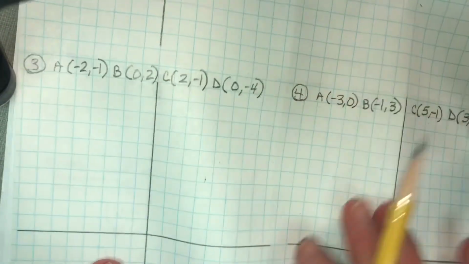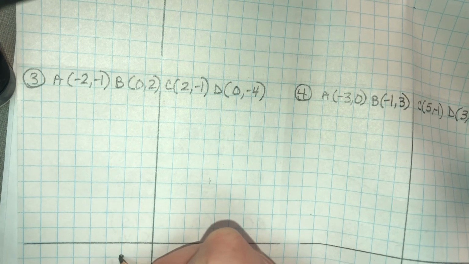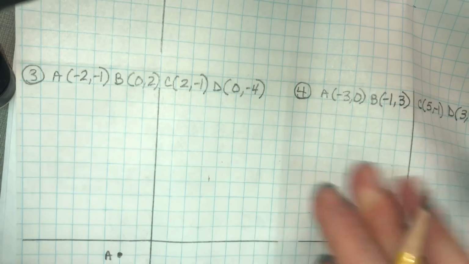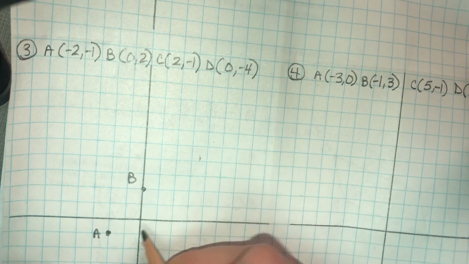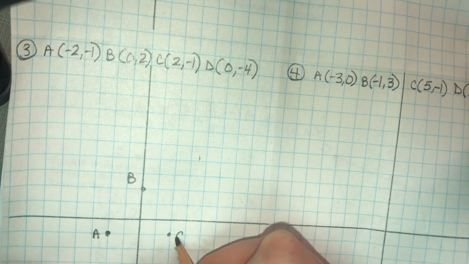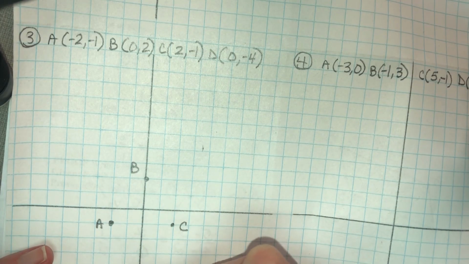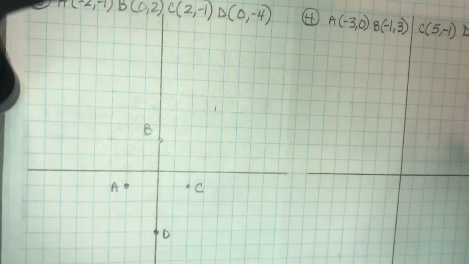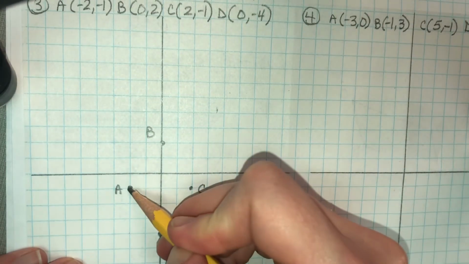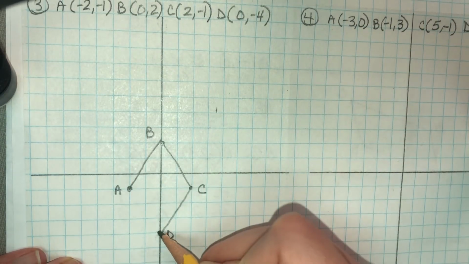All right, let's look at the next one. -2, -1 is point A. 0, 2 is point B. 2, -1 is point C. And 0, -4 is point D. Scoot that down a little bit. So what do you think about this one? What is this shape?